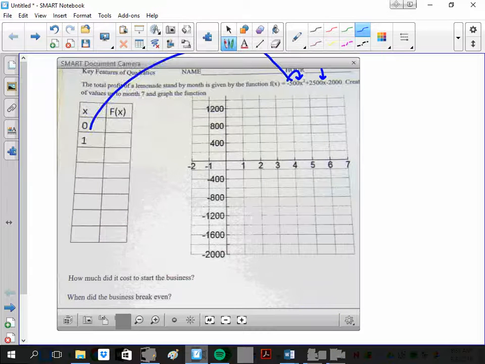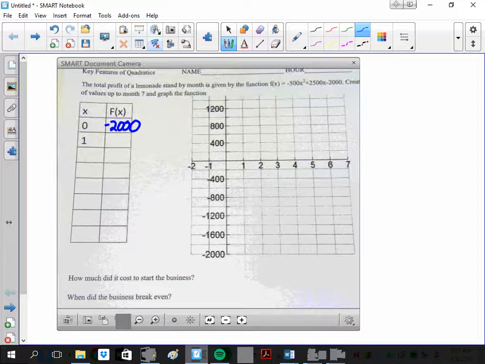So negative 500 times 0 is 0, plus 2500 times 0, minus 2000. So the first y value would be negative 2000. How do I figure out when x equals 1? Plug 1 in. Now, I'm super lazy. We could plug in 1, or we could let the calculator do the work for us.